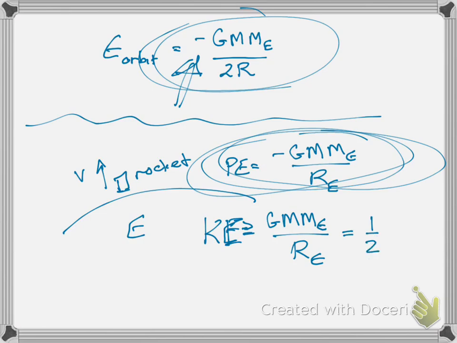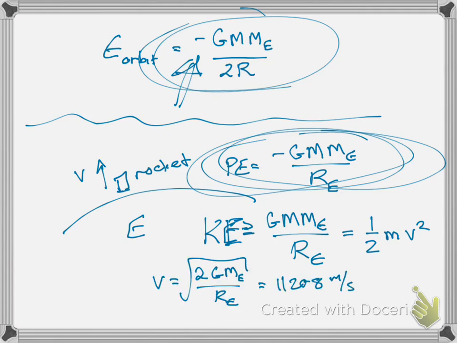So this would be 1/2 m_rocket v squared, and we could figure out what the escape velocity is. I just went ahead and solved for v from the kinetic energy equals 1/2 mv squared, and I get 11,208 meters per second, or about 20,000 miles an hour. So if we can send a rocket, or a projectile, off the surface of the Earth at 20,000 miles an hour, it's going to go fast enough that it'll keep going, it'll never come back. Anything slower, it'll go up, come back down.